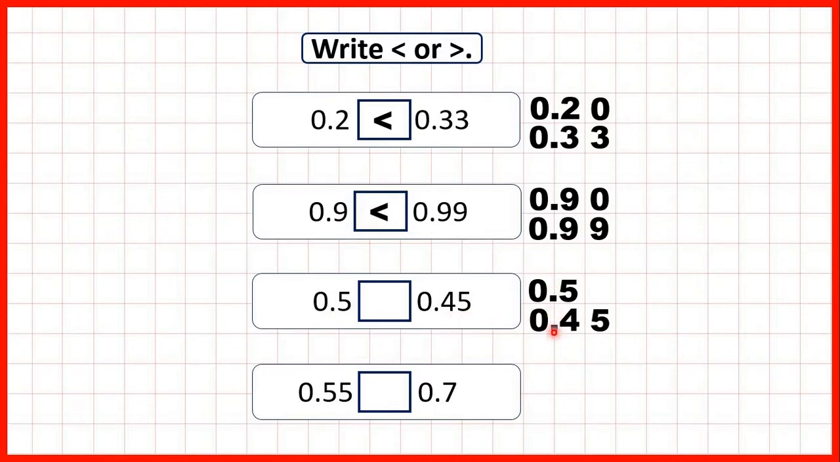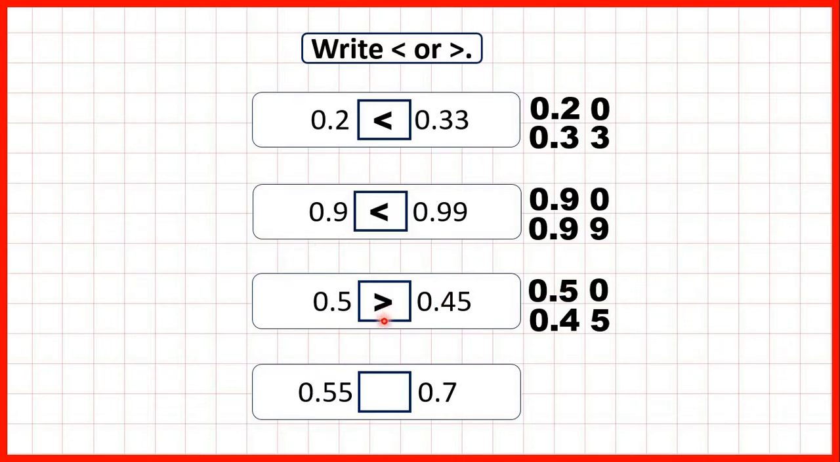Again, we write the numbers out with the decimal points lined up, and we need to write a 0 in this empty square. Now both numbers have 0 ones, but if we look to the tenths, we have 5 and 4, so we know straight away that the number with 5/10 must be larger, so that's 0.5.